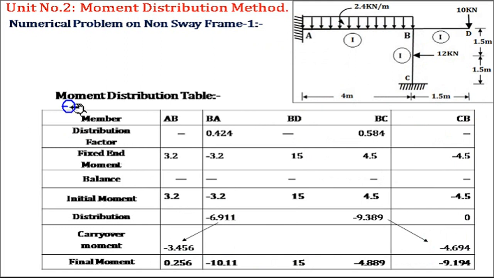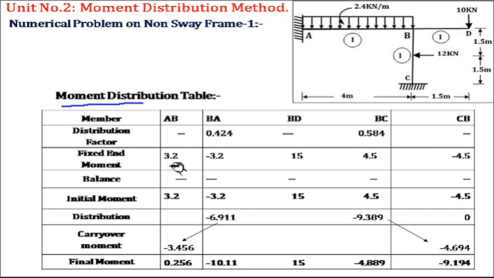Next is the moment distribution table. First is the member. So here the members are AB, BA, BD, BC and CB. The distribution factor is at joint B. We have found out the distribution factor for member BA, that is 0.424, and the distribution factor for member BC, that is 0.584. The remaining members do not have any distribution factor.